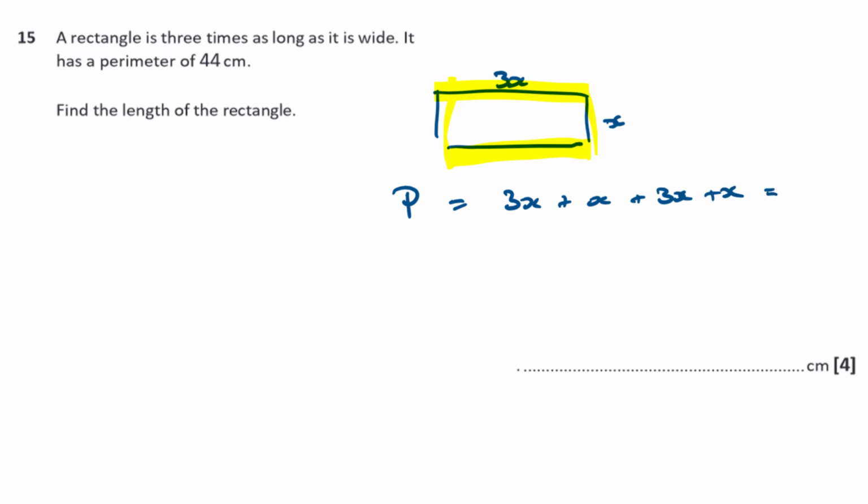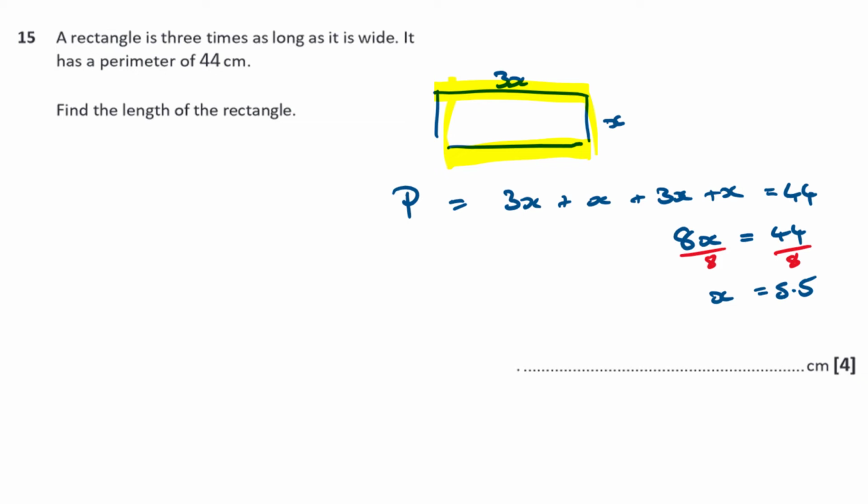And then that, we know, is equal to 44 centimeters. So just collecting up like terms, 3x plus x plus 3x plus x is the same thing as 8x. Got 8 x's all together. That's equal to 44. So then what is x? We can find x by dividing both sides by 8. So 8 goes into 8x x times. And 8 into 44 goes 5.5, don't they? Okay, so x is 5.5.